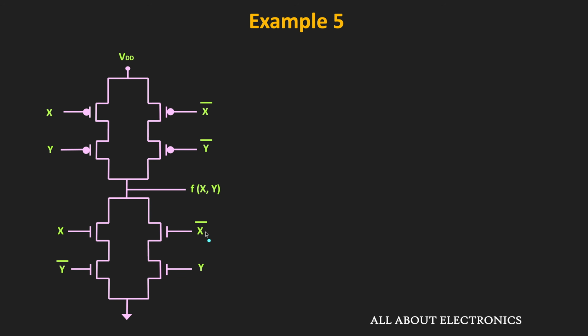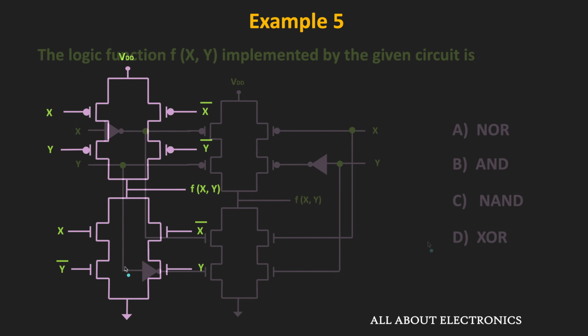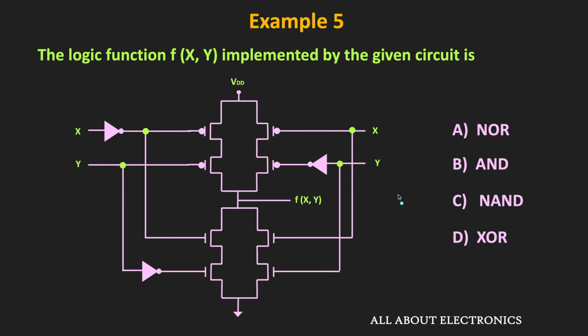That means in this way, just by interchanging the inputs for this NMOS and the PMOS network, we can also implement this XNOR gate. But anyway, here the given circuit implements the XOR function, and therefore for the given question, this D is the correct answer. So similarly, now let us move to the next example.